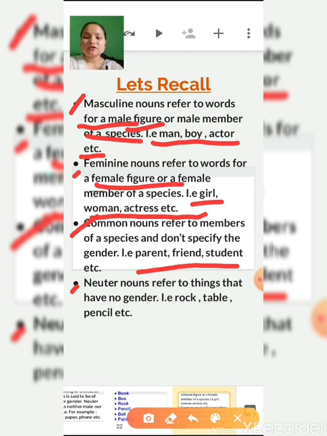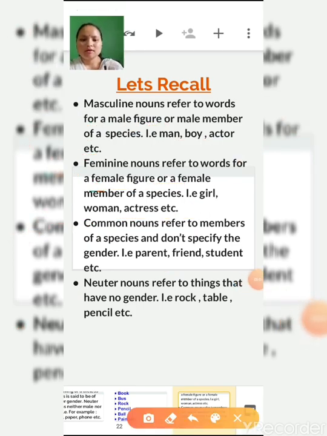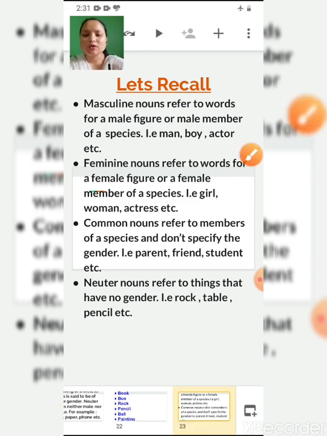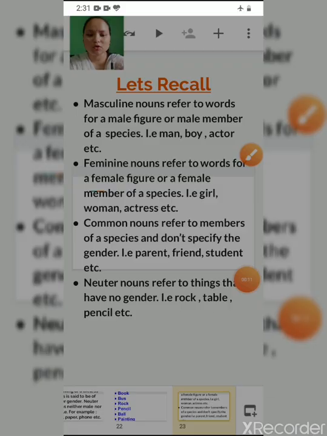And the last one, neuter gender. Neuter nouns refer to things that have no gender, that are lifeless, non-living things. For example, rock, table, pencil, etc. So these are the examples of neuter gender. Okay, children, now let's discuss the worksheet.